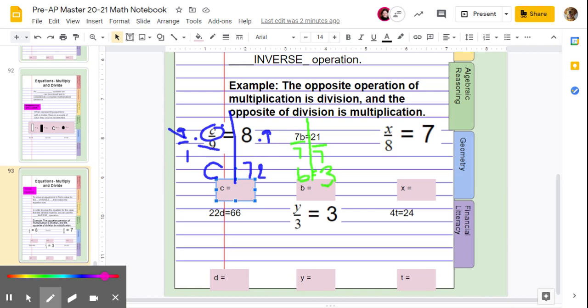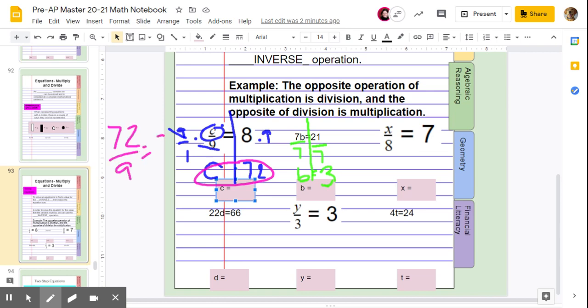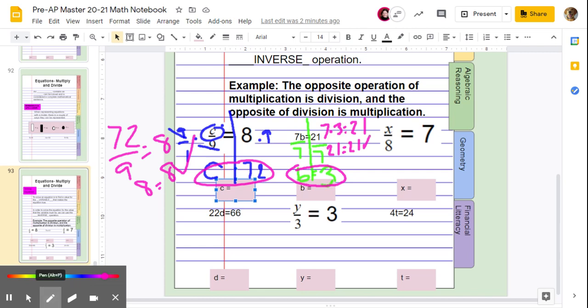How we're going to check it: in this c one, I forgot this step, sorry guys. In this c one, we said that c is equal to 72. So we're going to check it. Is 72 divided by 9 equal to 8? Well, 72 divided by 9 is 8, and 8 equals 8, so we're good. In this one, we got b equals 3 as our answer. So we're going to say 7 times 3 equals 21. 7 times 3 is 21, so 21 equals 21. We got our answer. So always go back and double check your answers to make sure that that is your actual answer.